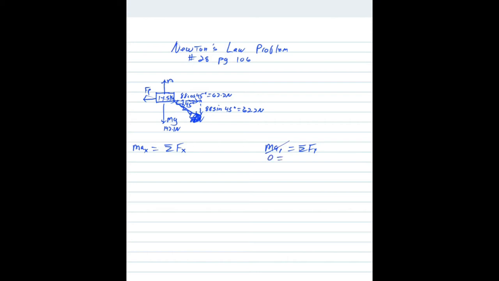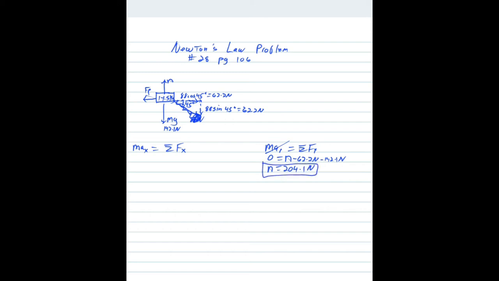There are three forces acting in the y direction. We have N going up, we have 62.2 going down, and we have 142.1 going down. So we can solve for N, and you get 204.1 newtons for the normal force.